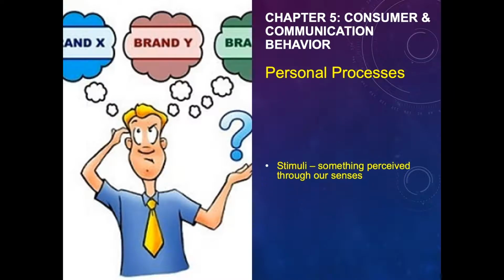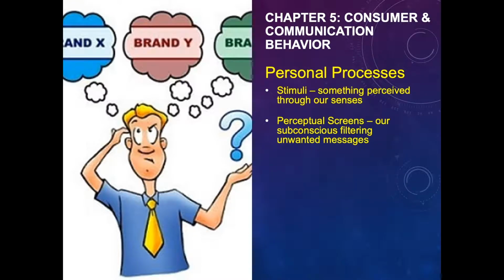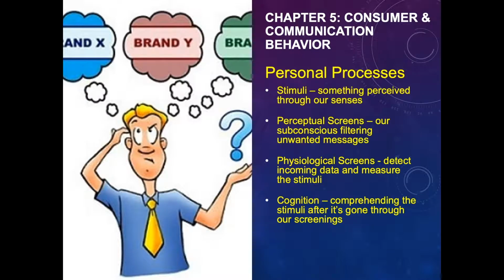All right, our personal processes. I'm going to go ahead and bring these up for you. Okay, so perception is the information we receive through our five senses. It is important because we're exposed to thousands of ads daily, but notice only a handful and remember even fewer. This is the first and greatest hurdle advertisers face. And it is done through stimuli, perceptual and physiological screens, cognition, and mental files.